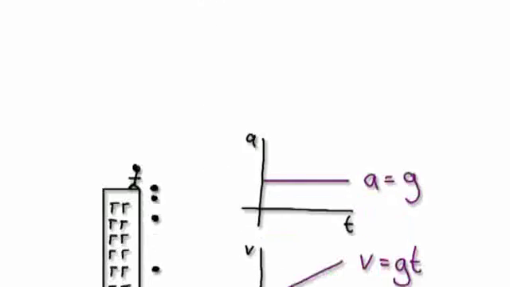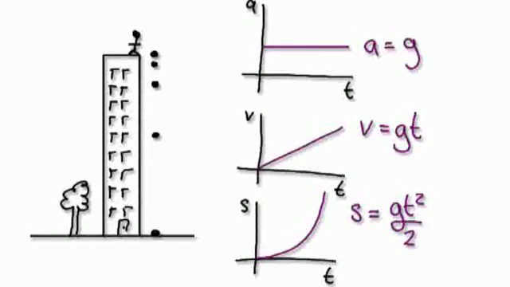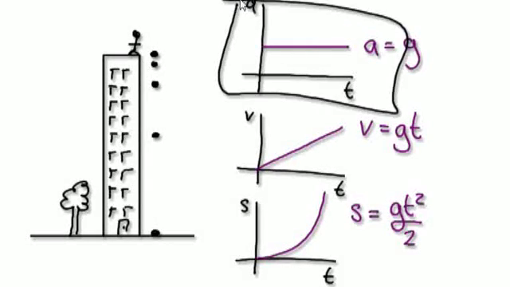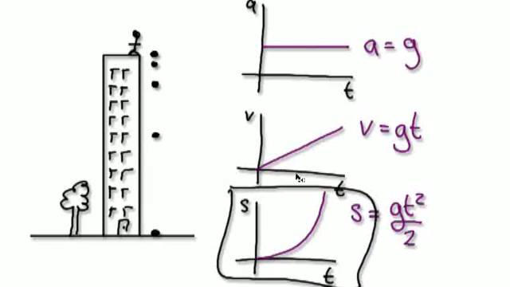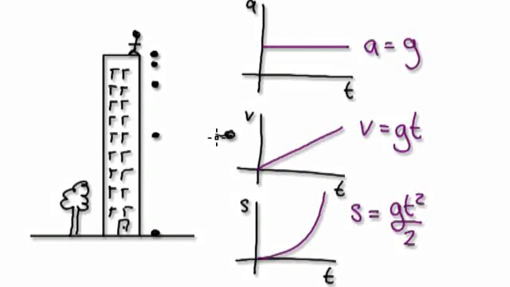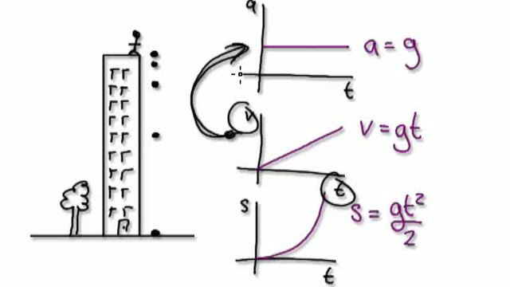Okay, let's give you guys some more practice. So similar to the previous video, remember that if you drop a cannonball over the top of a building, your acceleration time graph will look like this, your velocity time graph will look like this, and your displacement time graph will look like this. And remember that if you differentiate the velocity time graph, you will get the acceleration.